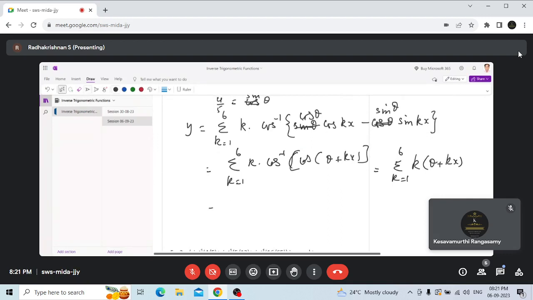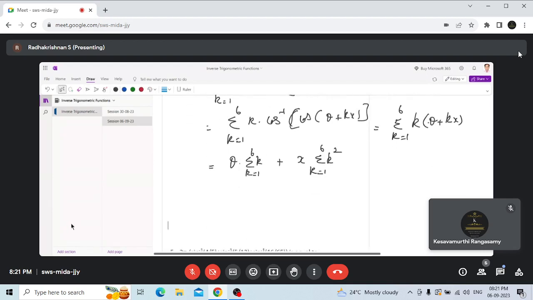So that means that will be theta into sigma k, k equal to 1 to 6, of k plus, because this is k theta, the first term is k theta, the second term is k square x. So that means it will be x into sigma k square. But we know the formula for sigma k and sigma k square, so that we can substitute. So this will be 6 into 5 by 2, which is 50.